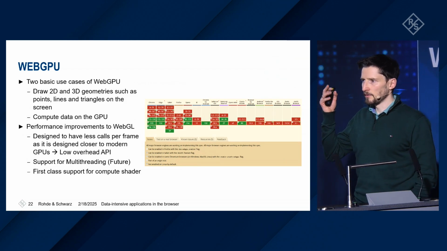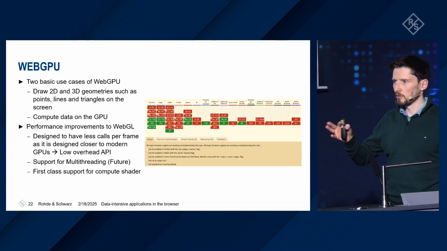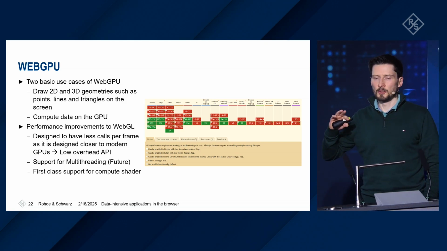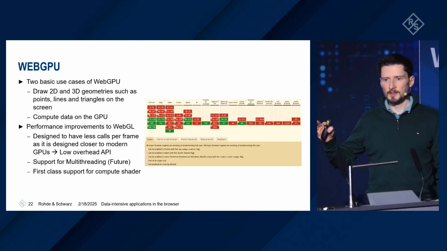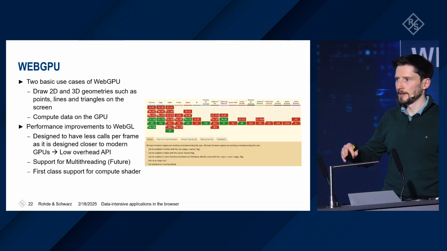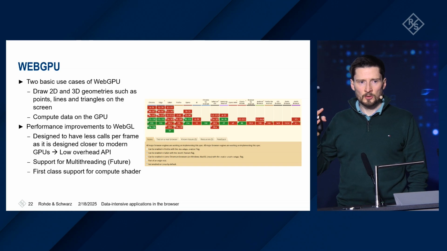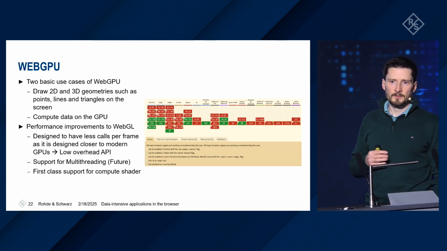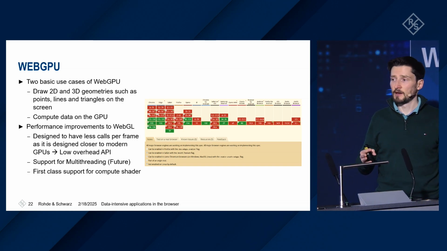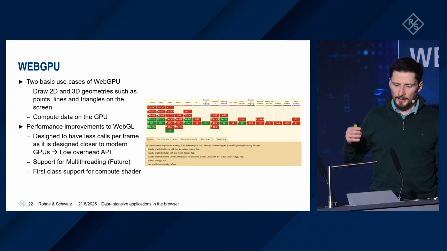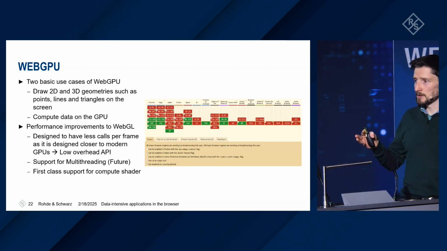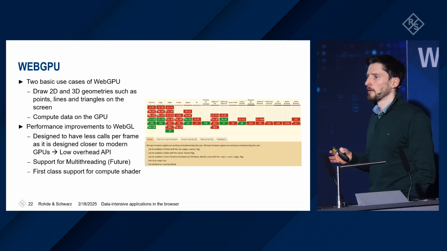In the first use case, which was only covered by WebGL, you can draw 2D and 3D geometries, like you know from Google Maps, so these buildings, roads, and so on. And in the second use case, you now can also do computations, for example, this machine learning stuff, also on the GPU. There are also a lot of performance improvements with WebGPU compared to WebGL.